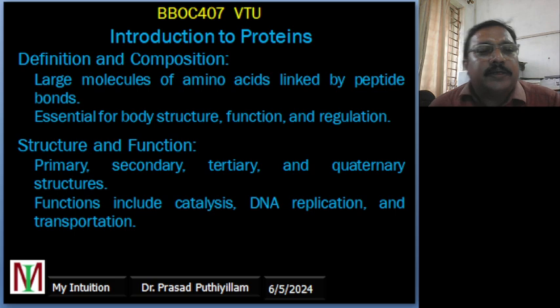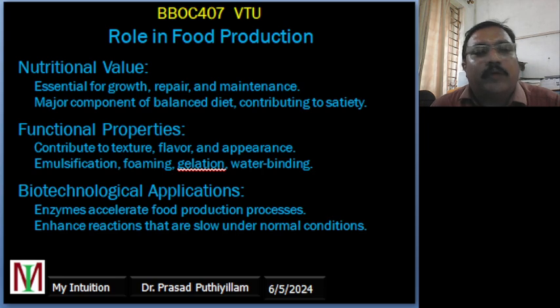Okay, now the main sources of these proteins are both animal as well as plant origins. Animal sources include meat, dairy, eggs, etc. While the plant sources of protein include beans, lentils, nuts and seeds. Now the role in food production and nutritional value. Proteins are essential nutrients necessary for growth, repair and maintenance of the body. They supply the amino acids which are vital for the body's protein synthesis.